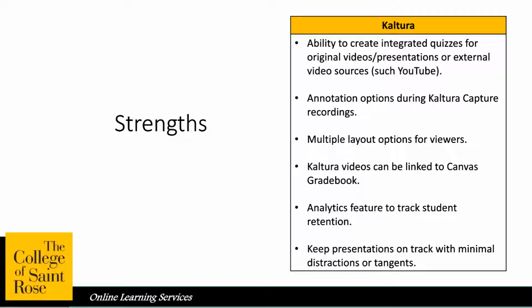So like Zoom, Kaltura does have annotation options that allow the user to add markups, text, and shapes when using Kaltura Capture. When viewing videos, users have the option to flip through different layout options, even if you have it recorded in a certain way. This option is only available in Zoom during a live meeting, not during recordings.